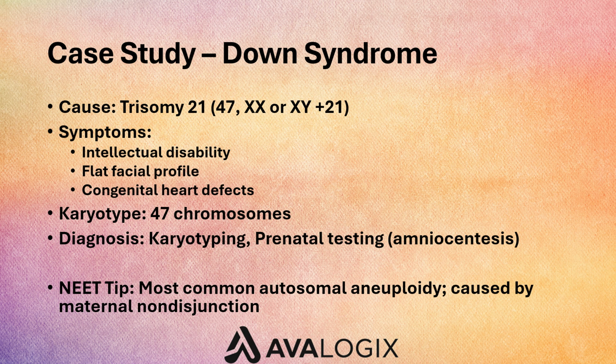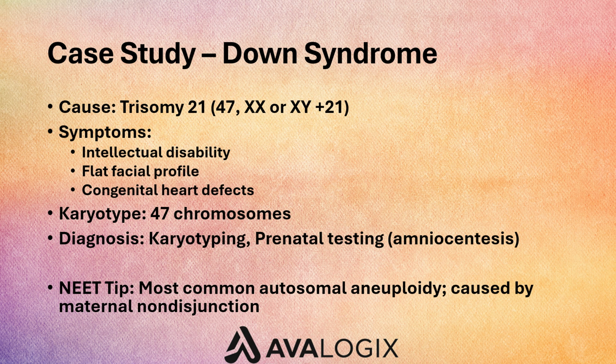You've probably heard of it before, but let's understand what's really happening at the genetic level. So, Down syndrome is caused by an extra copy of chromosome 21. Normally, we all have 46 chromosomes, 23 from each parent. But in Down syndrome, there are 47 because chromosome 21 appears 3 times. We call that trisomy 21.